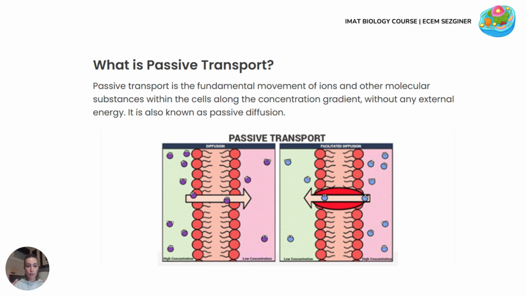And because of this concentration difference and this movement from higher to lower, we do not have to use energy. And that's why we call it passive transport. What I just said was super important.